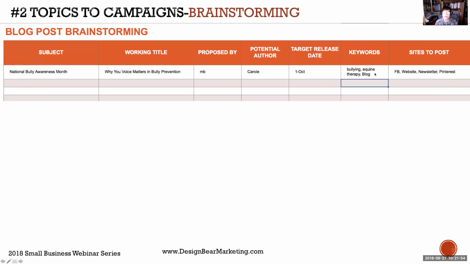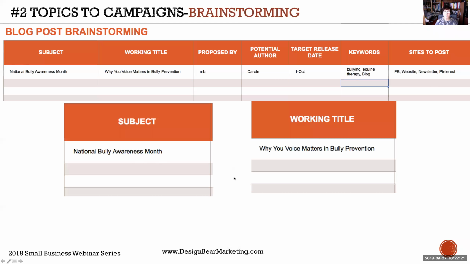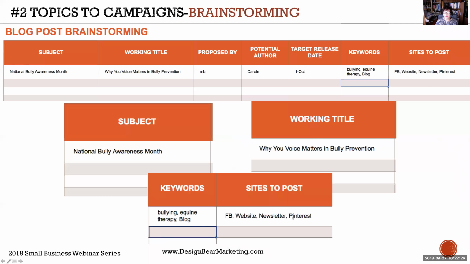And I like to keep a list of my keywords because I want to make sure that Google finds me and what it is that I'm doing. And then we want to talk about where we're going to post it. So not everything is posted everywhere, but most things have a kind of flow. So you would do it maybe on Facebook, then you're going to post it on your website, and you're going to do a newsletter or Pinterest or whatever it is that you do. So this is a great thing to do once you've identified those topics. In this case, we have National Bully Awareness Month, why your voice matters, and then the keywords, just to kind of show you a little closer view.